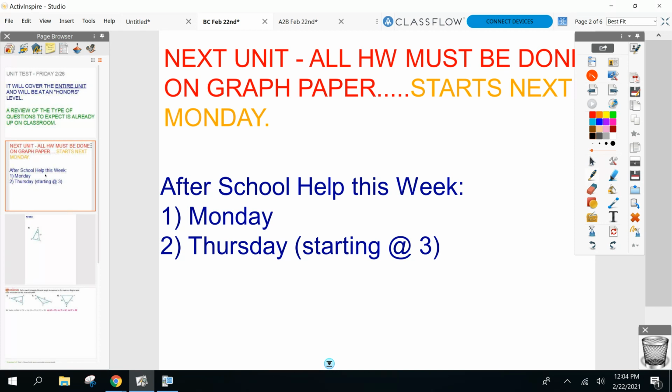Because I don't want you to go from line paper to graph paper, line paper to graph paper. Let's do it all on graph paper, no issues. So that's starting next unit, next Monday.